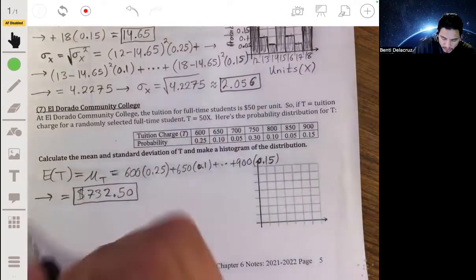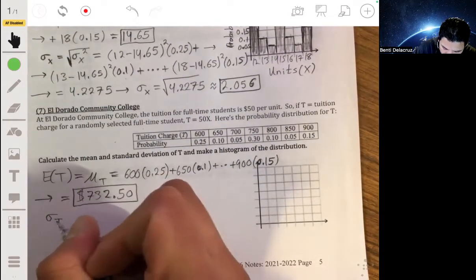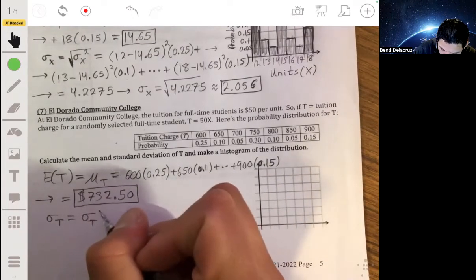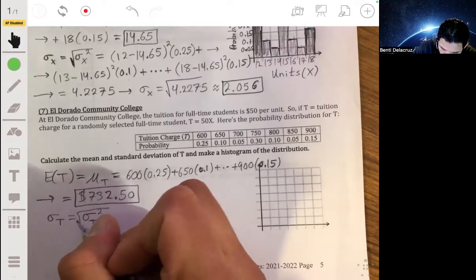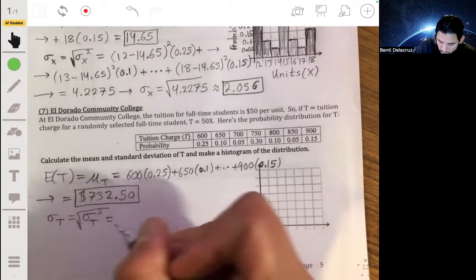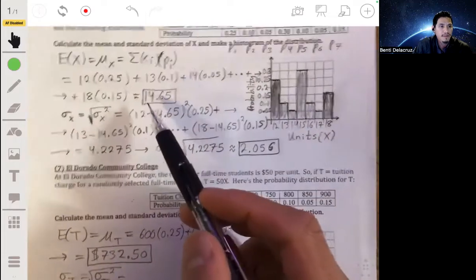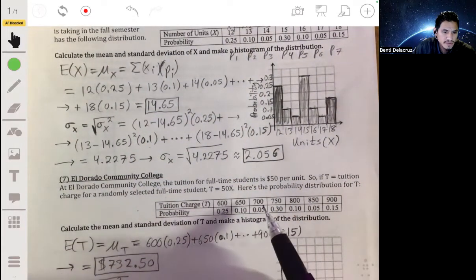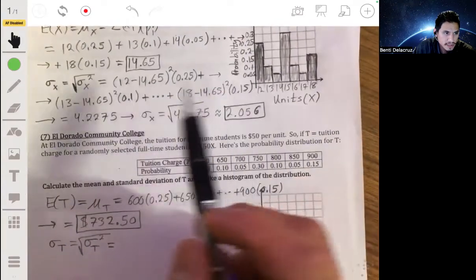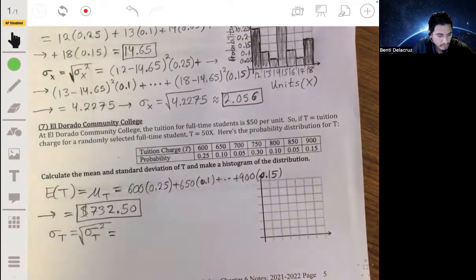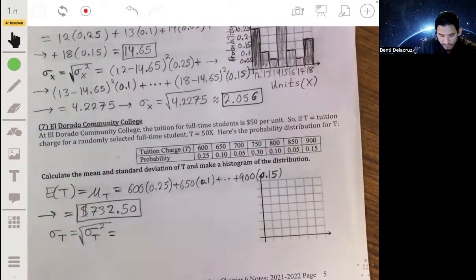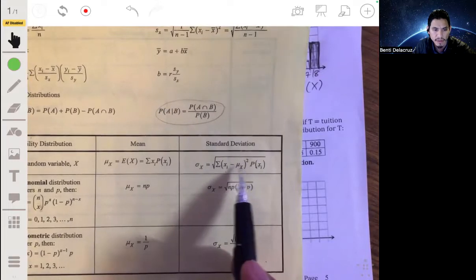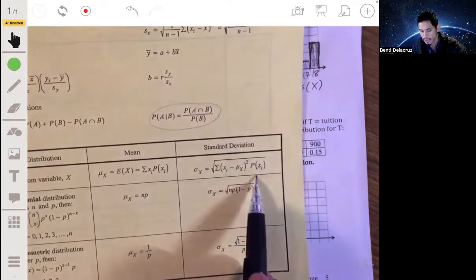Now, standard deviation, again, use a notation where you use sigma sub T. That's going to be the square root of the variance of T, so the square root of standard deviation squared. And again, same formula, we just have different values of our variable: 600, 650, 700. So using the same formula, and let me bust it out again. But remember, you're allowed to have this on your AP exam, so you don't have to worry about memorizing it. Make sure you just know how to interpret it.